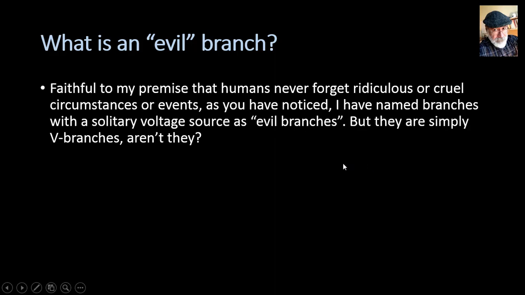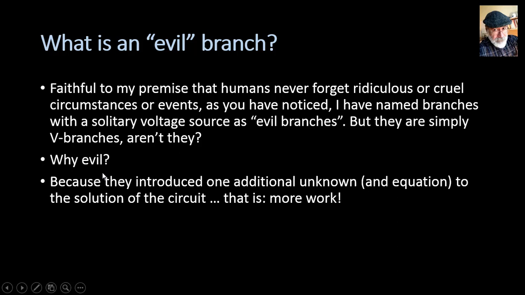What is an evil branch? You well know that my premise is that humans never forget ridiculous or cruel stuff. As you have noticed, I have named branches that have only a V source in them as evil branches, but they are simply V branches, right? Why do I call them evil? Because they make us work more, because they introduce one additional unknown, which is its current, and one additional equation to the solution of the circuit. That is why more work, evil branches.